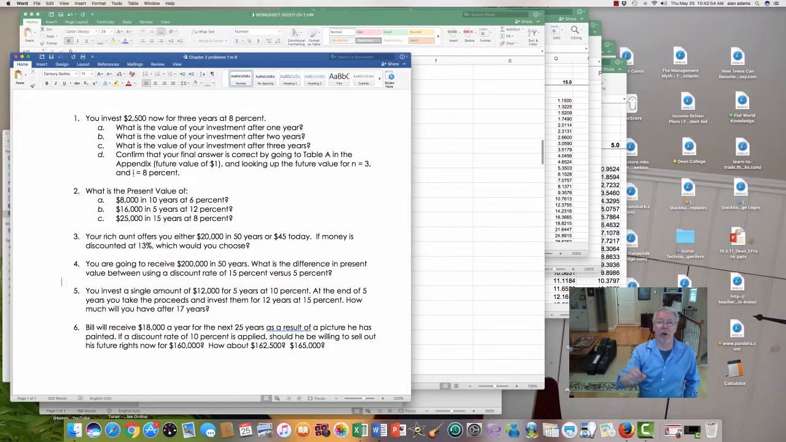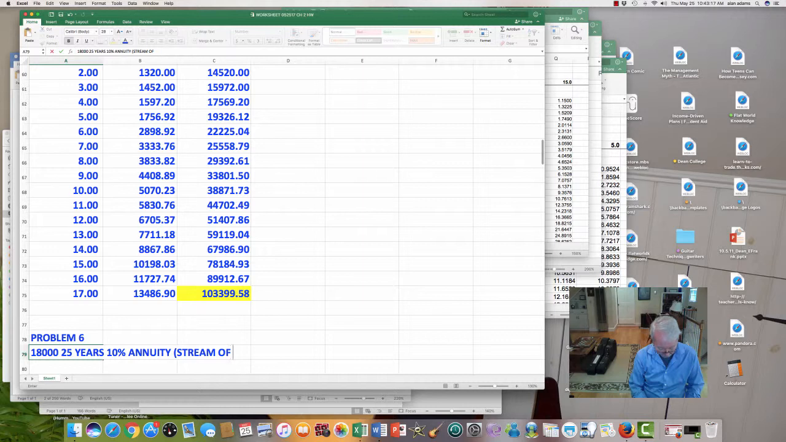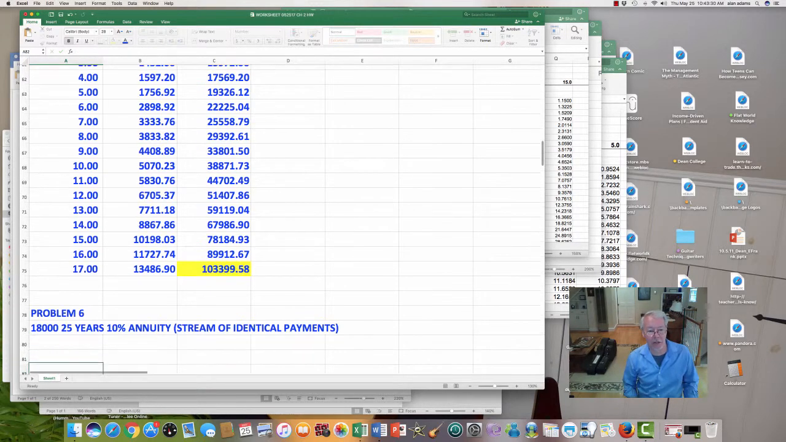The present value of a stream of payments that we call an annuity. All right. So we're going to use 10%. 25 years. 18,000, 25 years, 10%, and it is an annuity. It's a stream of payments. I'm not going to call them similar payments. I'm going to say identical payments because I want to stress to you that an annuity means it's always the same dollar number. It's always $18,000.